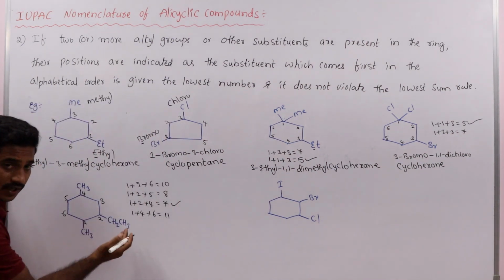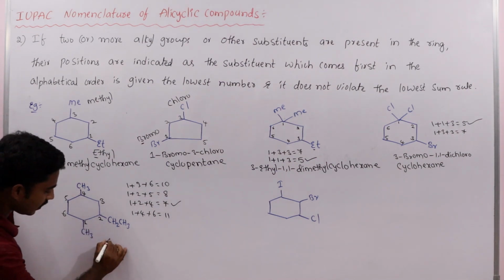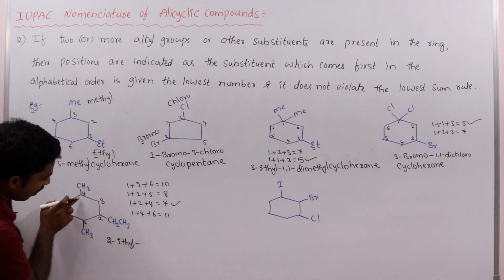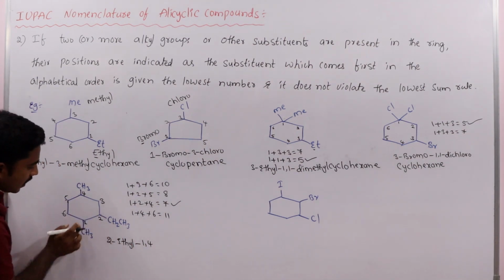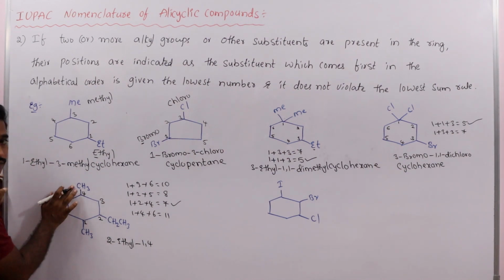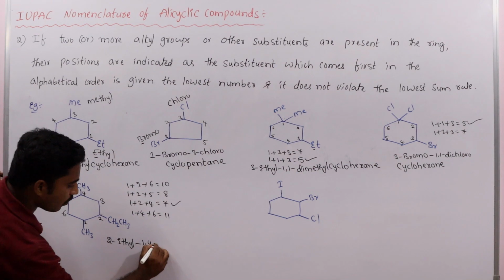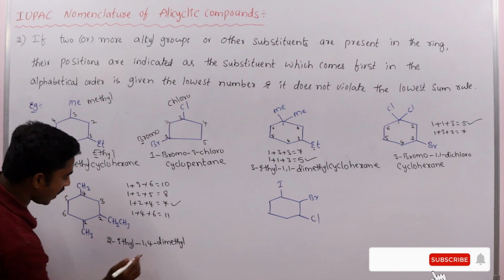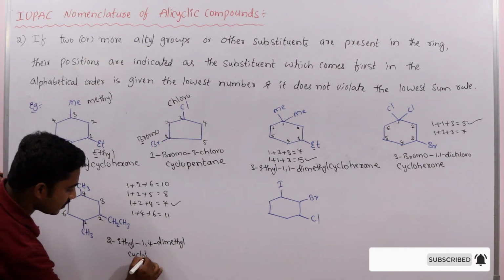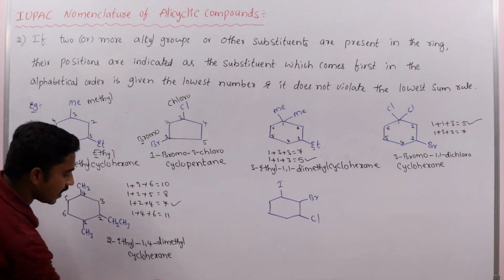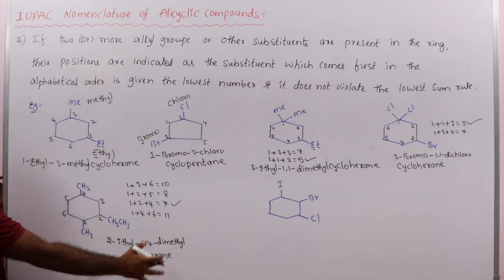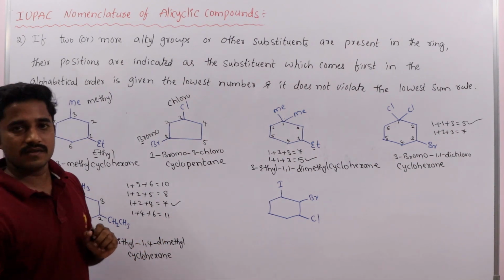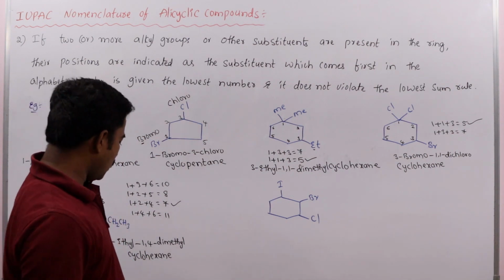Write the name here. Which one will come first in alphabetical order? We are giving the name ethyl first. That's it: 2-ethyl. Next, 1,4: two methyl groups are there, one at the first position and one at the fourth position. That's 1,4-dimethyl, because two are there. That's why we are using dimethyl. Cyclohexane is a cyclic ring which contains 6 carbons. That's why cyclohexane. 2-ethyl-1,4-dimethylcyclohexane. Like that we have to give the name.